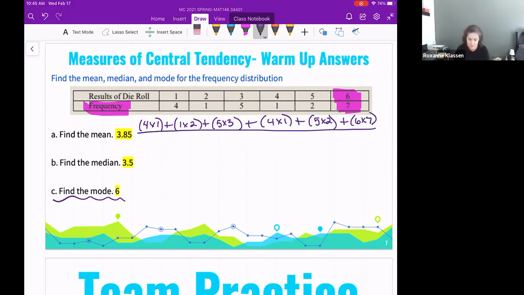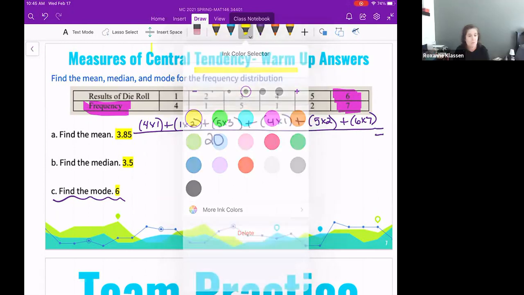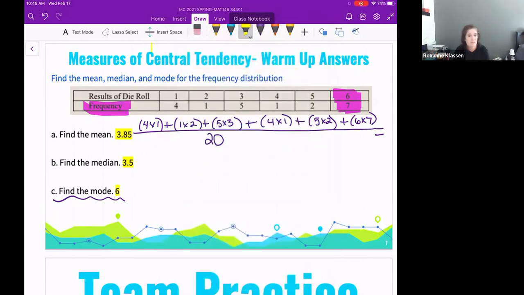Very nice. So you multiplied all those and then you divided by 20. And where did you get the 20 again? Is the total of number is 20 times. Absolutely. Remember yesterday when we had 40 runners? Today we have 20 rolls of our dice because we have 4 plus 1 is 5, plus 5 more is 10, plus 1 is 11, plus 2 more is 13, plus 7 is 20. Okay, so that's why we divided by 20.